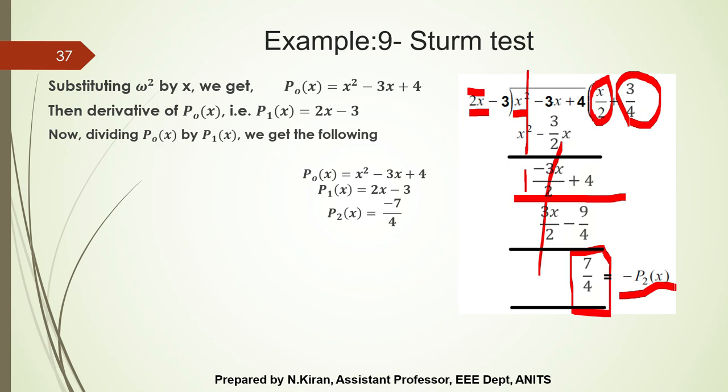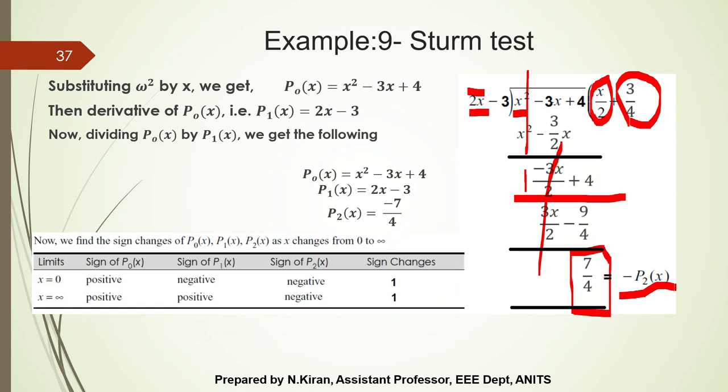Now we'll substitute the x value as 0 and infinity and check the sign changes. Okay, so first we'll see P0 of x. If I substitute 0, I'll get a positive value, and if I substitute infinity, I also get the positive sign. Next, I will consider P1 of x. If I substitute 0, I will get the negative value. If I substitute infinity, I am getting a positive value. And P2 of x, in both 0 and infinity cases, its value is negative.